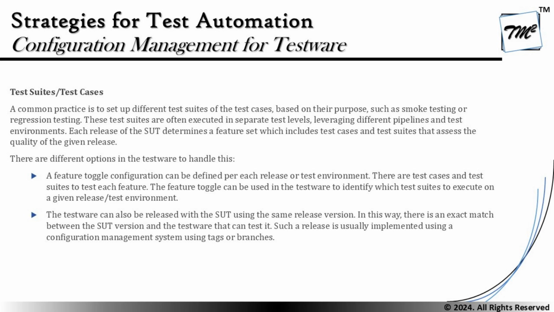But the second option we have here is the testware, which can also be released with the SUT using the same release version. In this way, there is an exact match between the SUT version and the testware that can test it. Such a release is usually implemented using a configuration management system using tags or branches. So again, we make use of annotations, as we can relate to. Every single annotation could be a good representation of whether it is before class, after class, before each test or after each test, or this is a particular test or run with a particular runner. So we make use of annotations to do a similar job.